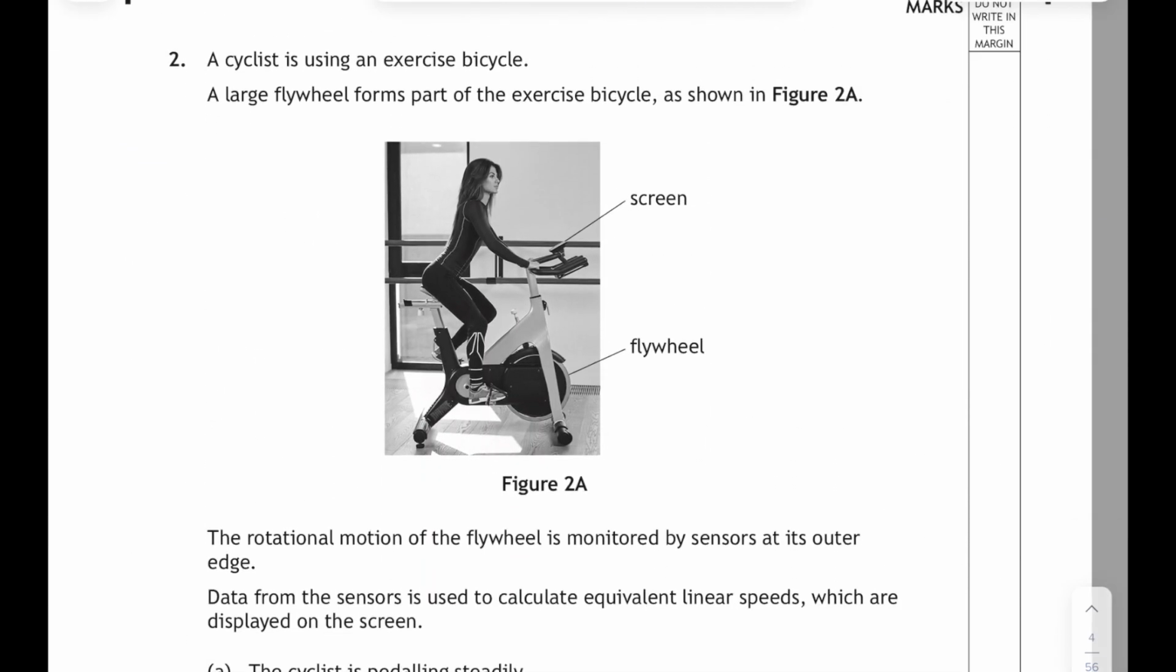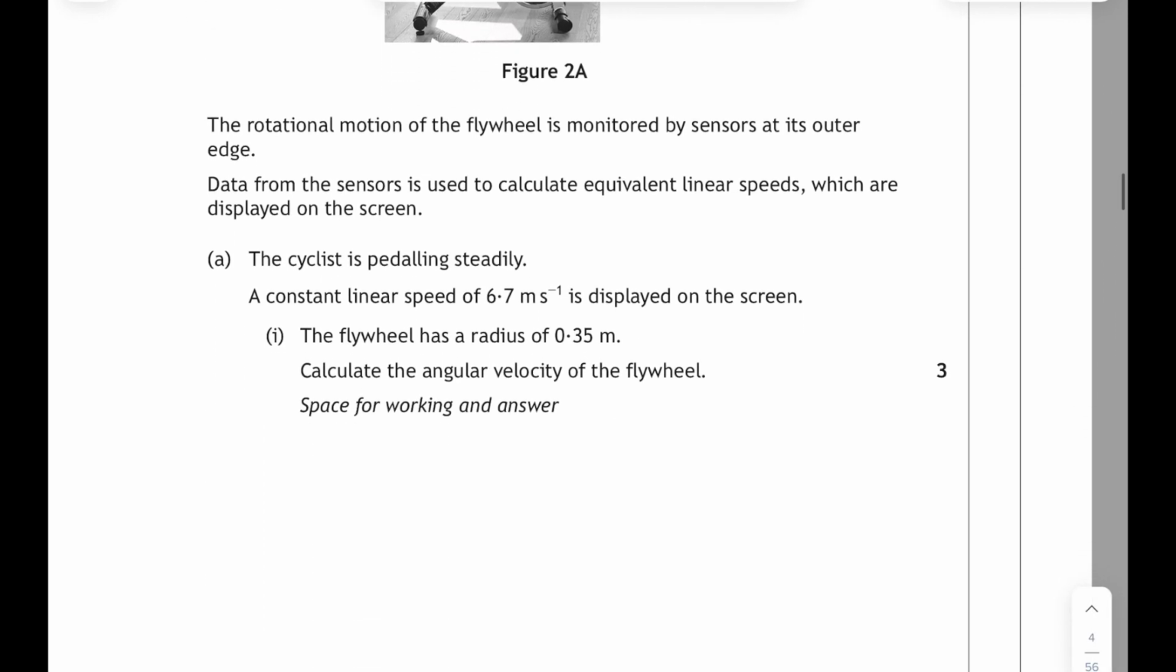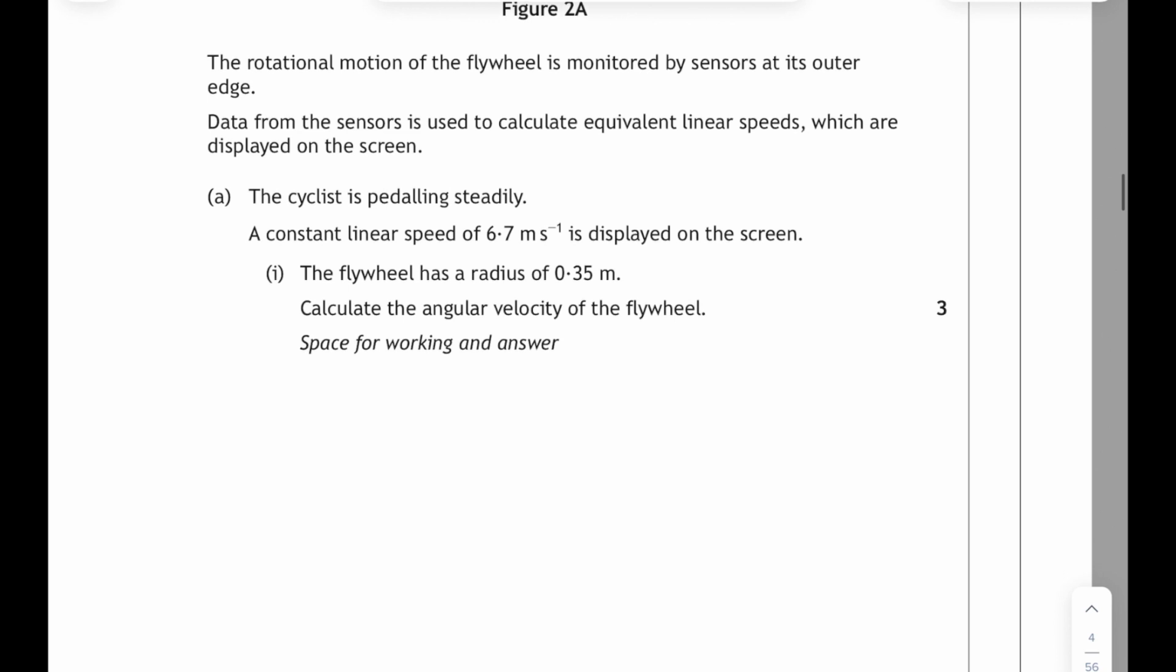A cyclist is using an exercise bicycle, and a large flywheel forms part of the exercise bicycle as shown in the figure there. The rotational motion of the flywheel is monitored by sensors at its outer edge. Data from the sensors is used to calculate equivalent linear speeds, which are displayed on the screen, and the cyclist is pedalling steadily, and a constant linear speed of 6.7 meters per second is displayed on the screen. The flywheel has a radius of 0.35 meters, and we have to calculate the angular velocity of the flywheel.